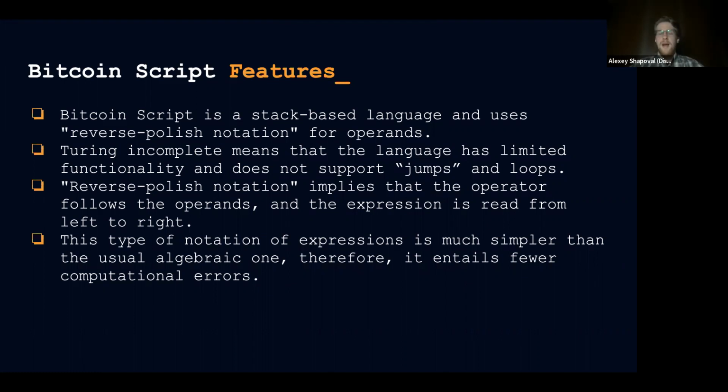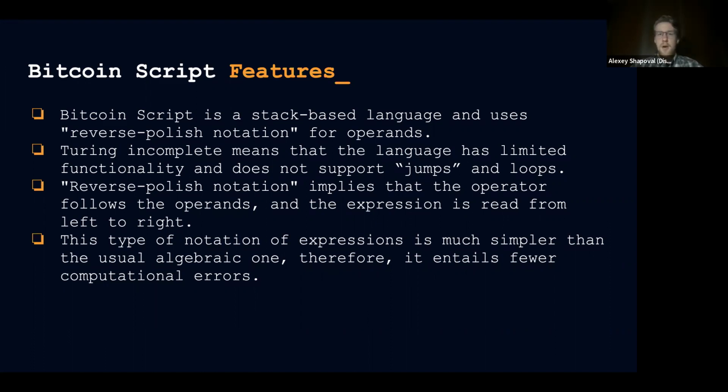So yeah, the reverse Polish notation, we read it from left to right, and operators come after operands. So data first, numbers first, and the instructions go later.